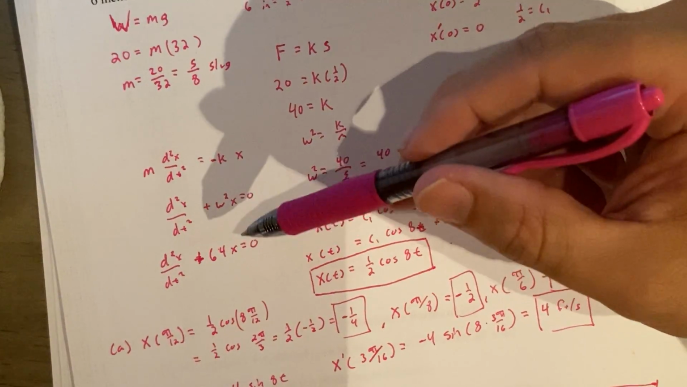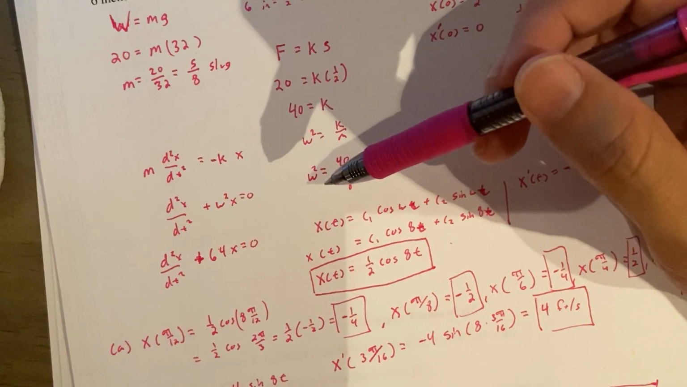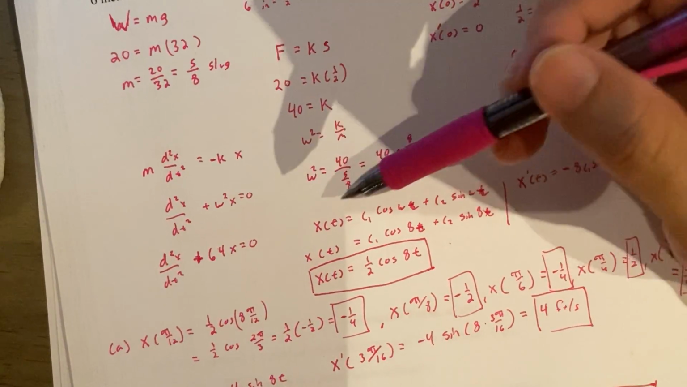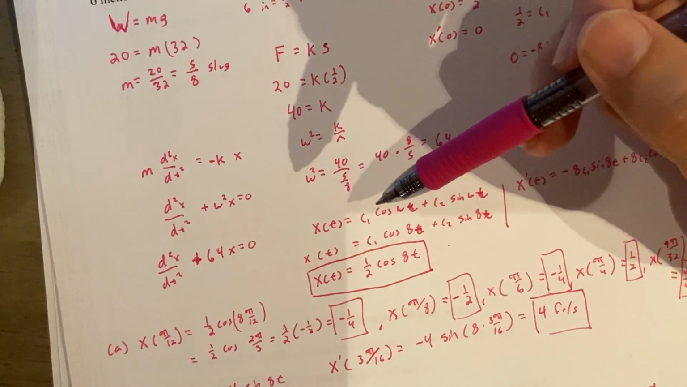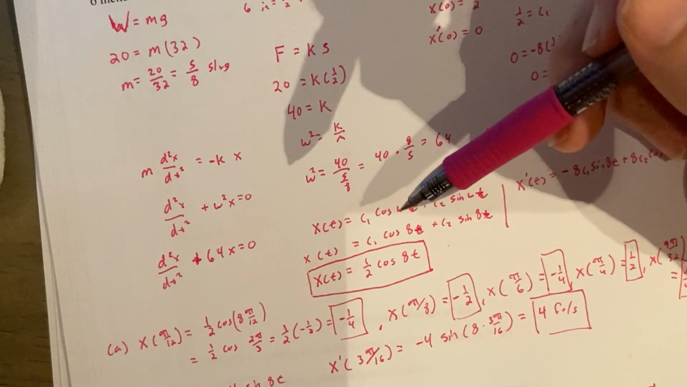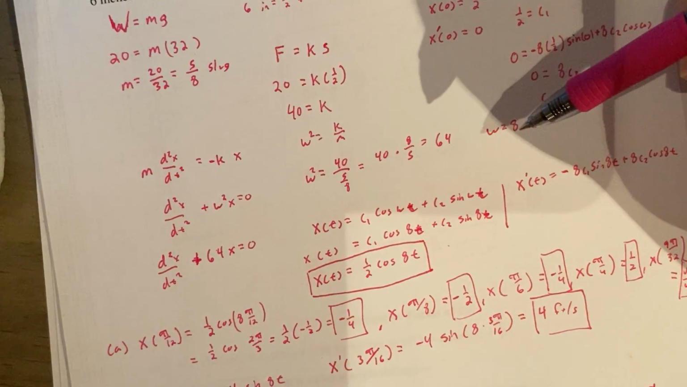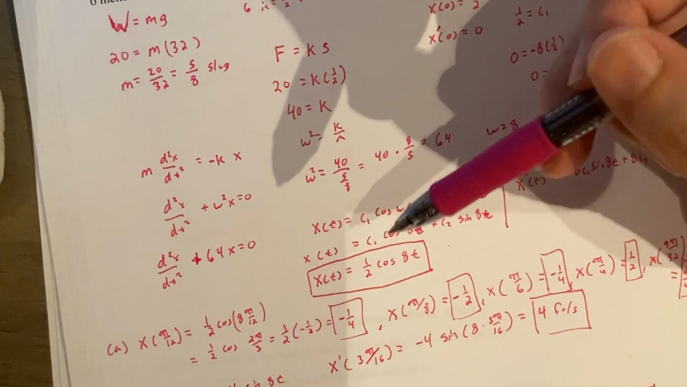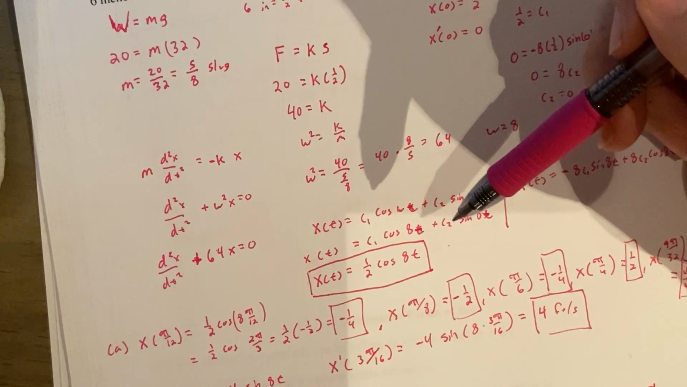And based off of this information, we can go back to our position formula for this case, which is x of t equals c sub 1 cosine of omega t plus c sub 2 sine of omega t. We know what omega is. Omega is 8, so we can substitute that in, and we have our x of t, to where all we need to do is find our c sub 1 and our c sub 2.